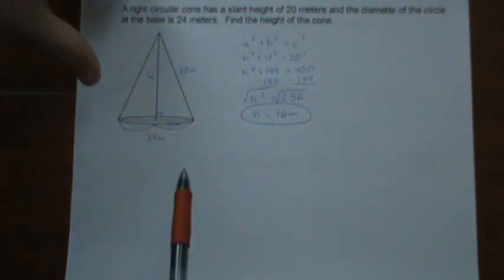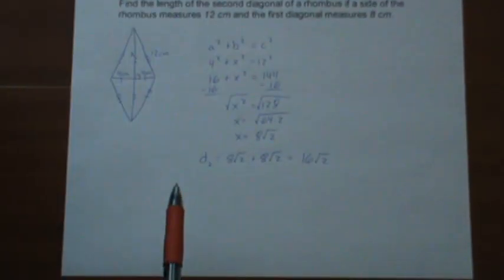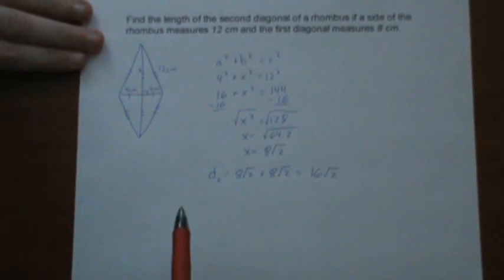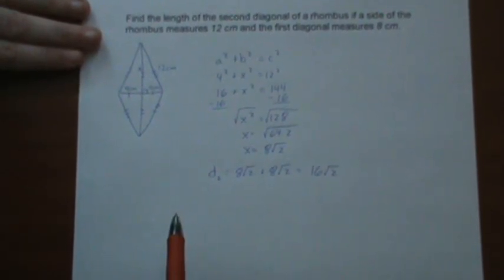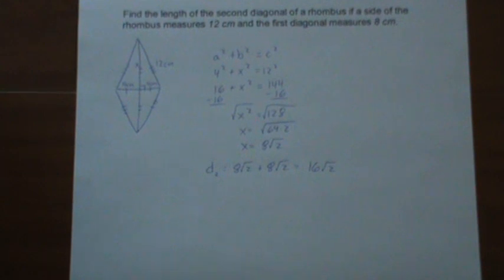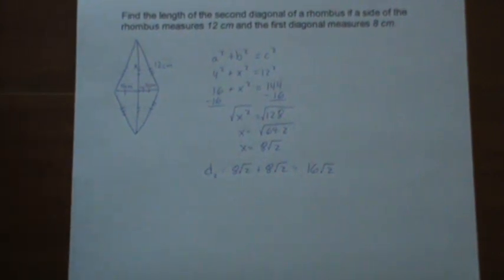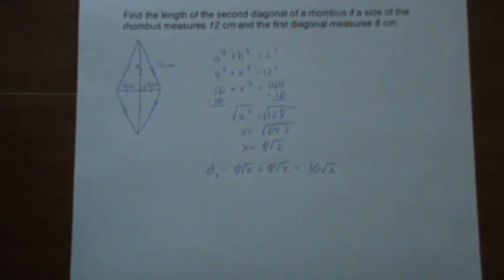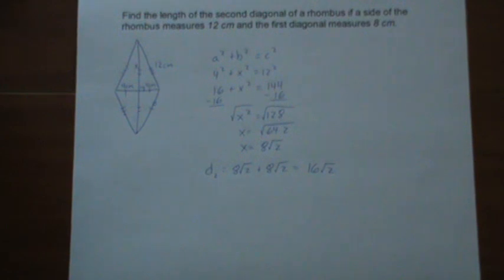I have another example problem to show you. In this problem, we were asked to find the length of the second diagonal of a rhombus, if a side of the rhombus measures 12 centimeters, and the first diagonal measures 8 centimeters. So in order to do this problem, again, we have to draw a picture.